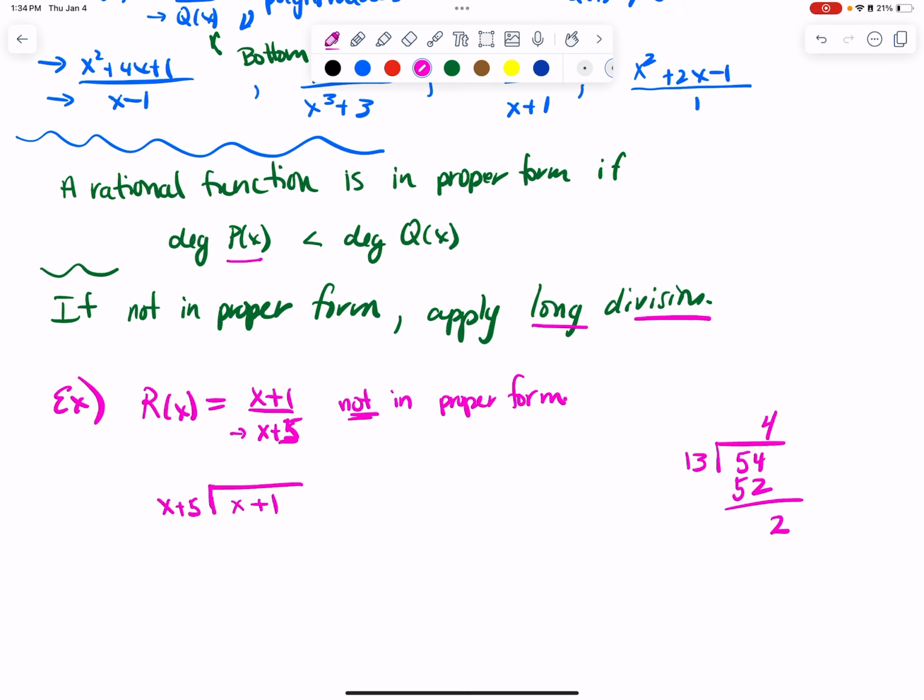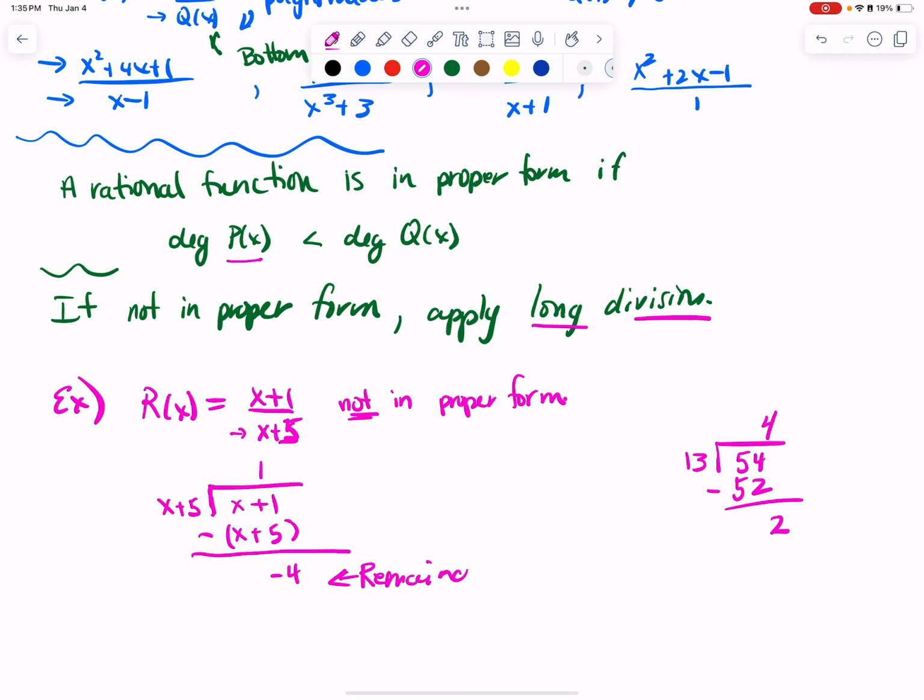Okay, so here we do a similar thing. We ask ourselves, what do I need to multiply to x to give me that x? And that's just 1. So then we multiply back, like we did over here with the 13 and the 54, and we get x plus 5. And then just like here, we subtract what we just multiplied from the x plus 1. So the x's should cancel, and we should be left with 1 minus 5, or minus 4. Okay, now that is our remainder right here.